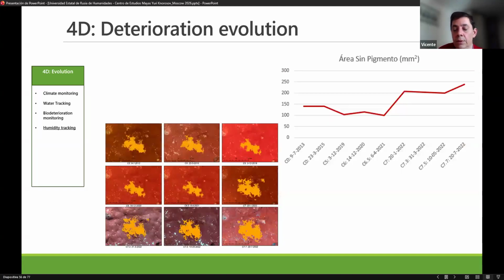This is the area in square millimeters without pigment at different moments in different years, from 2013 till now. So at this moment is when the pigment fell, and now it's going down, down, down, and once it reaches the maximum, it will fall again.